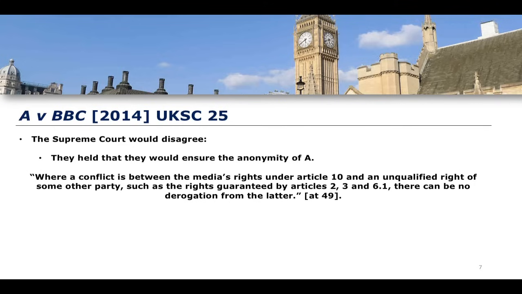This is something that has been known to be the case from the earliest days of convention jurisprudence. But it also noted here that where there is a conflict between Article 10 and Article 2, 3, and 6.1, there cannot be a derogation from the latter in order to protect the rights of the former. In addition to this, where there is significant injustice that is going to be had from the application of basic principles of natural justice, we can derogate from basic principles of natural justice to ensure that an unjust outcome does not come into fruition.